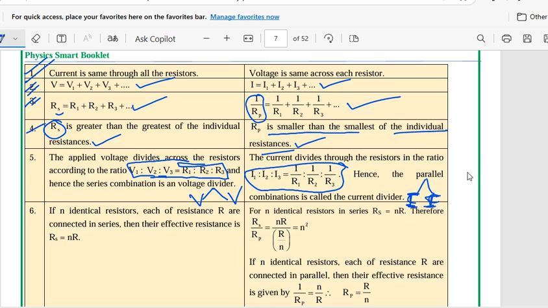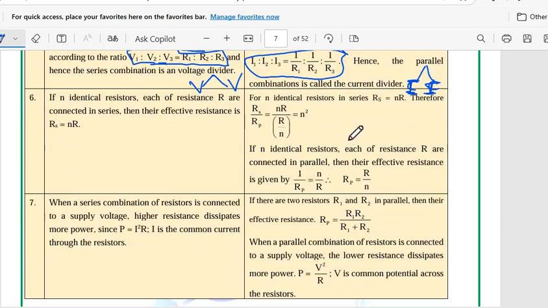In case of series combination, it is a voltage divider. In case of parallel combination, it is a current divider. How will it divide here? It is in the ratio V1 : V2 : V3 equal to R1 : R2 : R3. In case of parallel combination, it is I1 : I2 : I3 equal to the reciprocal of the individual resistors, that is 1 by R1 : 1 by R2 : 1 by R3. This is the parallel combination.